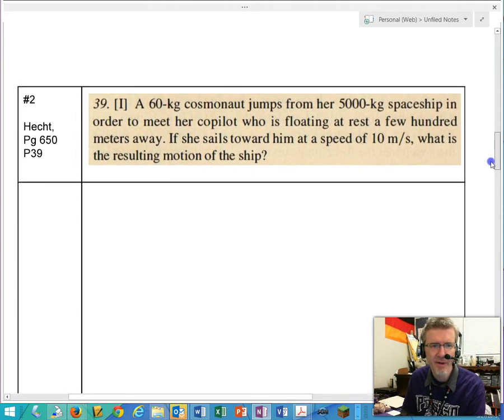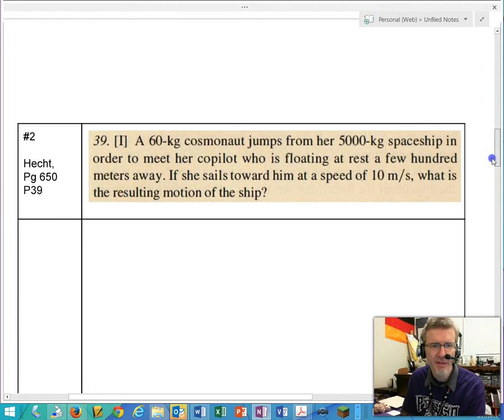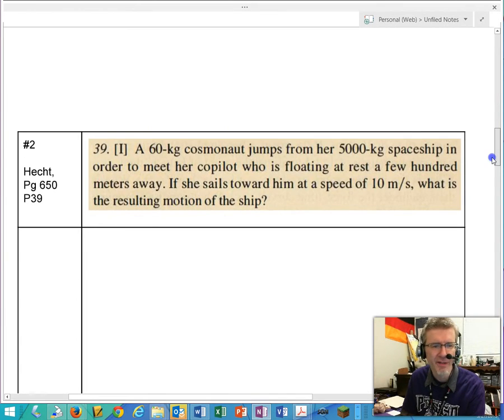A 60 kilogram cosmonaut jumps from her 5,000 kilogram spaceship in order to meet her co-pilot, who is floating at rest a few hundred meters away. If she sails toward him at a speed of 10 meters per second, what is the resulting motion of the ship? So the cool thing about space is that there are no external forces.